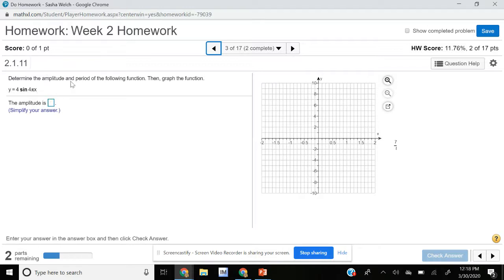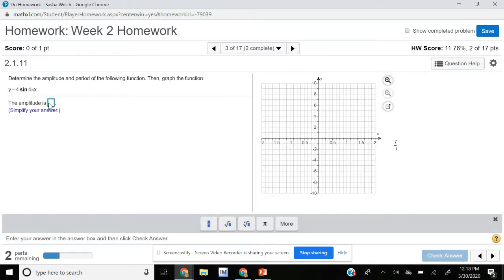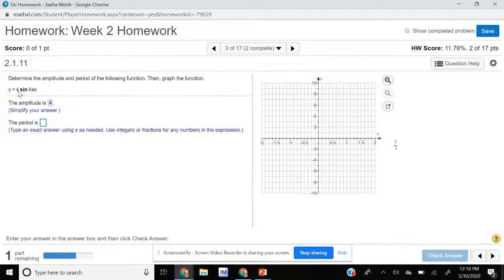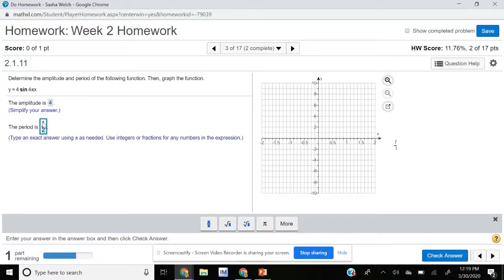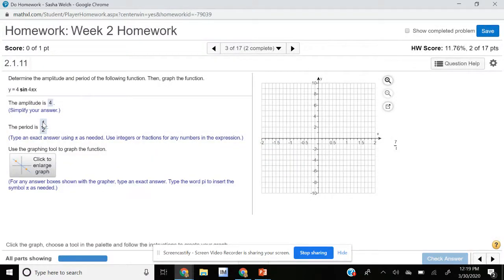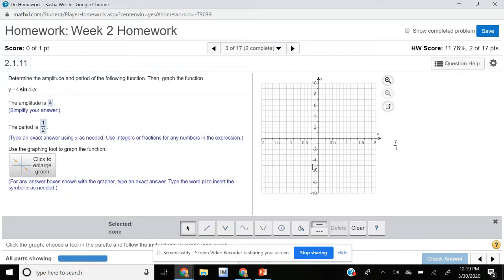Number 3 says determine the amplitude and the period and graph it. Okay, so the amplitude's the front number, that's 4. Hooray. The period is 2 pi over 4 pi. The pi's cancel. That's 1/2. Hooray. And now we graph.